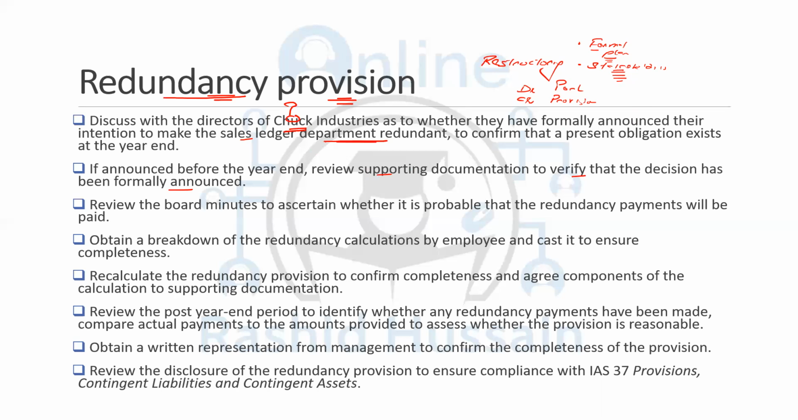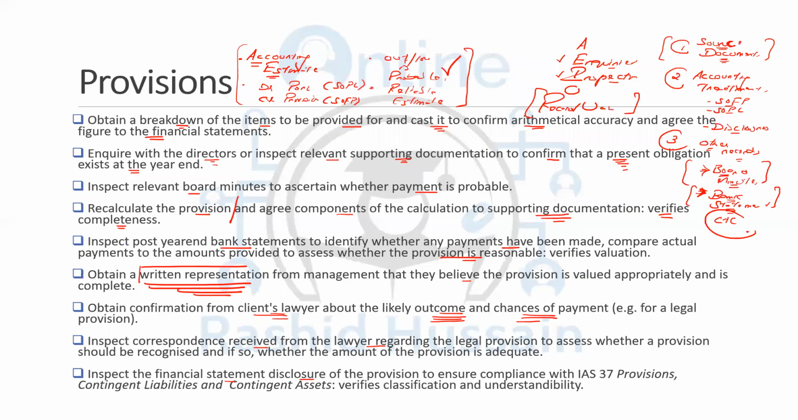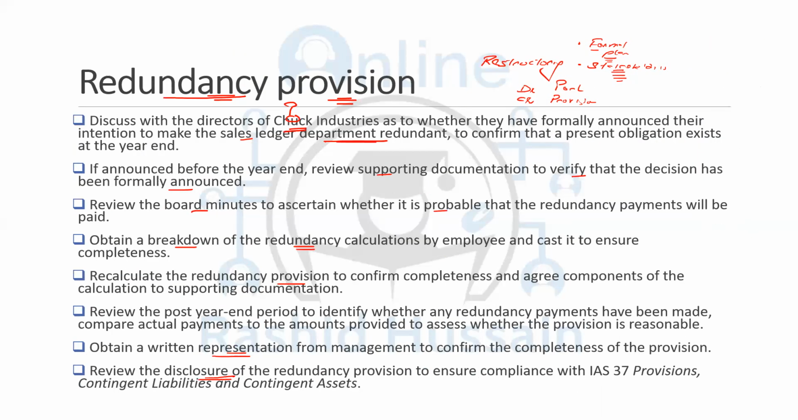Then again, those similar techniques: the board minutes, to ascertain whether it is probable that redundancy payments will be made. Breakdown of those redundancy payments, because that includes many things. Recalculate the redundancy provision, again the recalculation. Okay, and then written representation from the management, and again the disclosure. So you see, the similar thing is coming over here. If this was a provision in general, and now it's redundancy provision, and sometimes it can be, for example, a warranty provision, whatever, the technique remains the same. There's no rocket science in making the procedures.